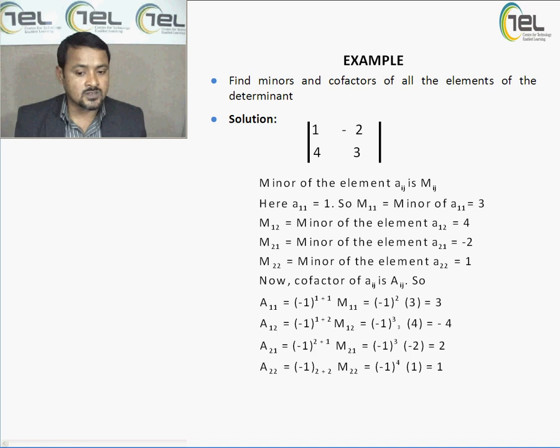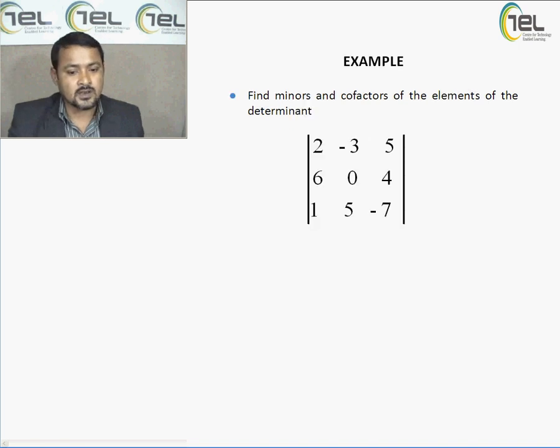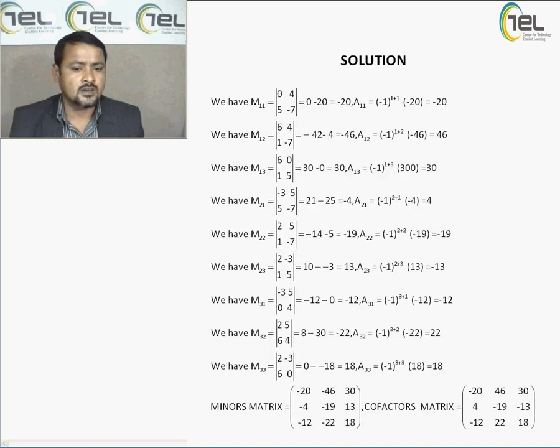But these are single numbers, we are not calculating the minus as it should be. So we have taken another example which should be calculating the minors and cofactors altogether. So this is a 3 by 3 matrix: 2, minus 3, 5, 6, 0, 4, 1, 5 and minus 7. So we will be calculating minors and cofactors for all the elements taken together.